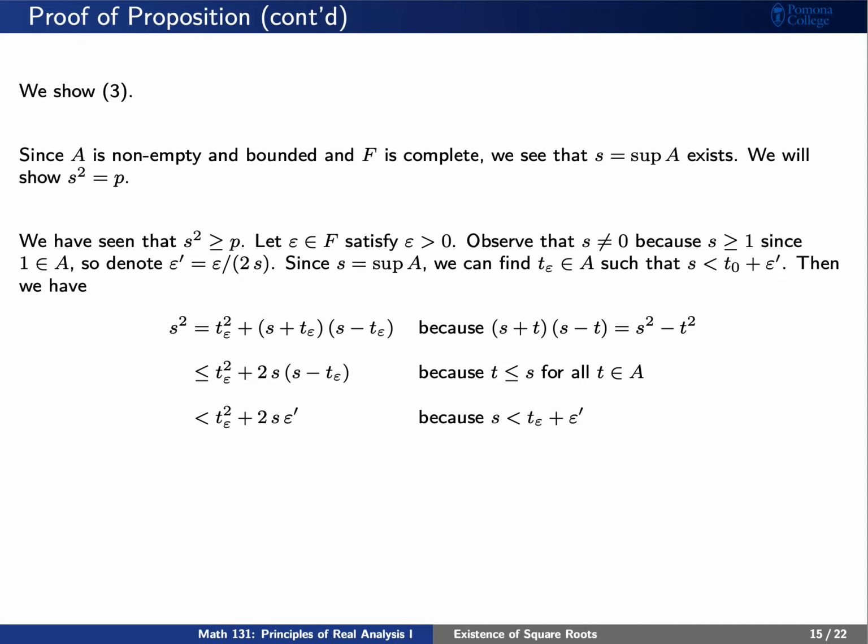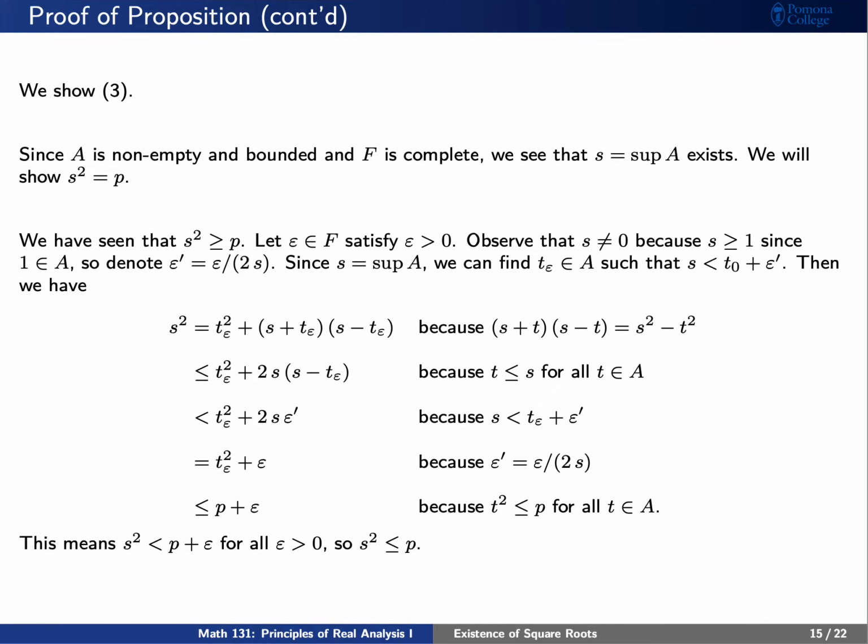Next, remember that s is less than t sub epsilon plus epsilon prime. Now we use our definition of epsilon prime and write this in terms of epsilon. But finally, recall that inside of A, t squared is less than or equal to p. That is our definition of capital A. So we've shown now that s squared is less than p plus epsilon for any positive element epsilon. This means that s squared must be less than or equal to p.